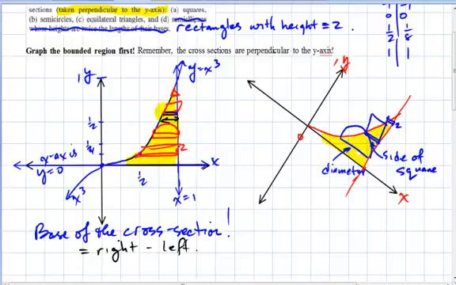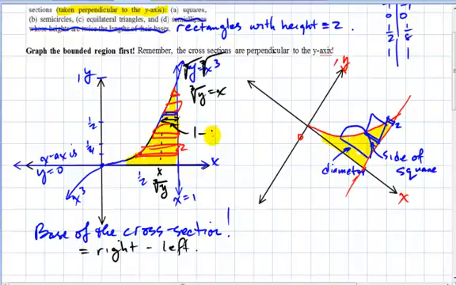The right side is at 1, and the left side is given by this x value here. But what is that x value? Well, we have to solve for that. If I take the cube root of both sides, you notice that the cube root of y equals x. So I'll put down the cube root of y here. So the distance between these two points is 1 minus the cube root of y. Let me write that a little better: 1 minus the cube root of y.